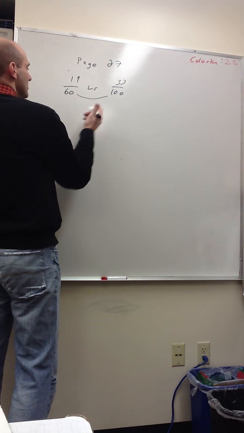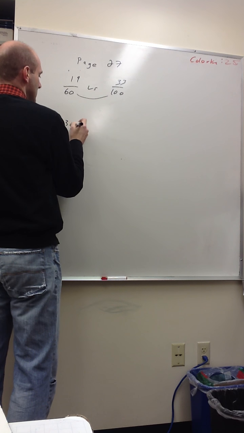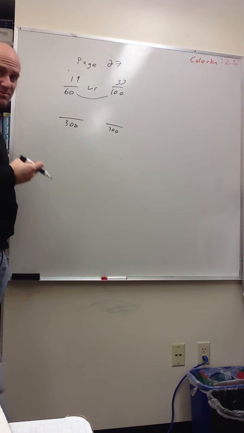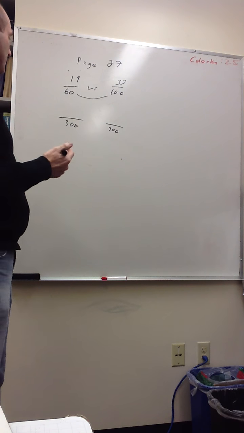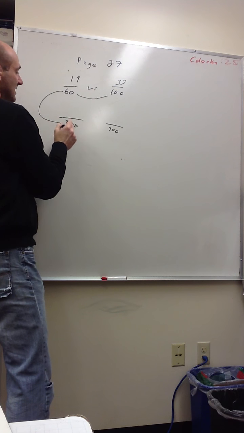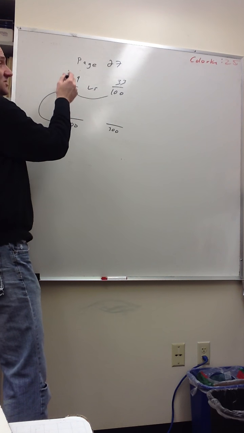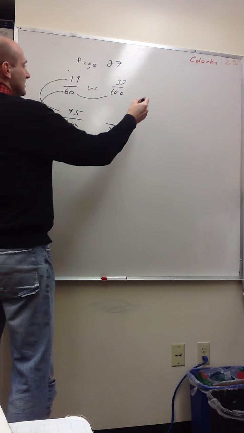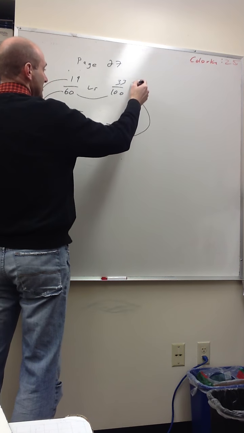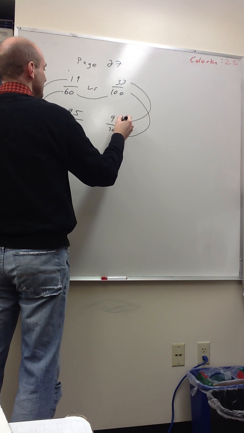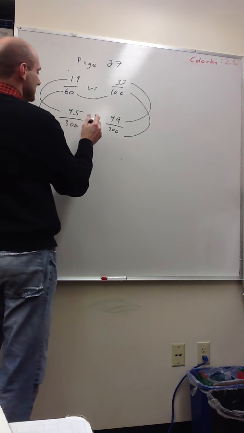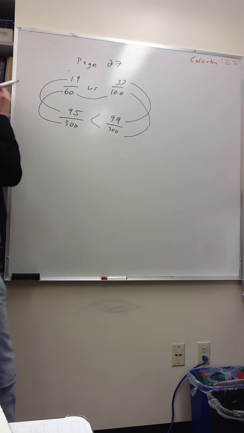So if I turn it into 300, remember all I'm going to do is multiply the top and bottom of the fraction by the same thing to keep the value. Well, 60 times 5 will give me 300, so I need to do the same to 19. 19 times 5 should give me 95. Here I've got 100 times 3 for 300. 33 times 3 is 99. Now it's obvious that 95/300ths is going to be less than 99/300ths, because we're talking about the same thing.